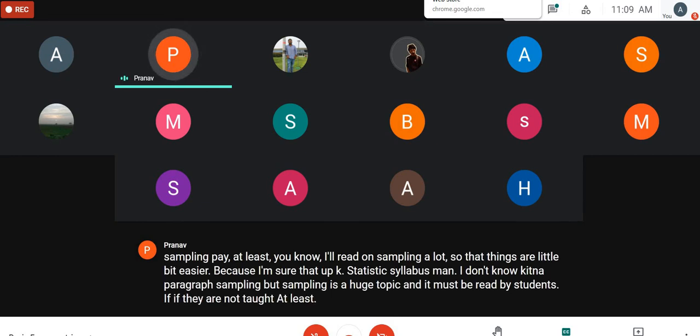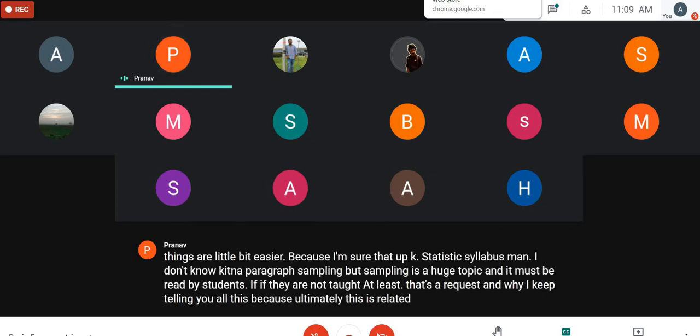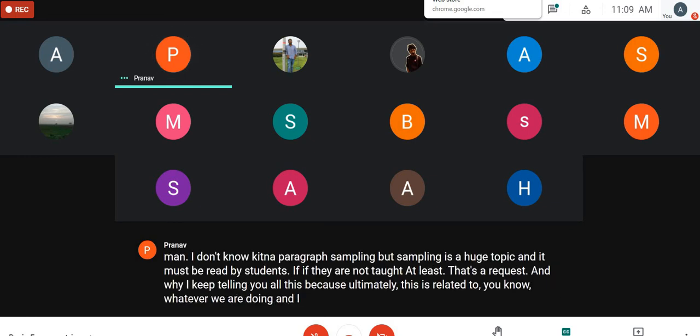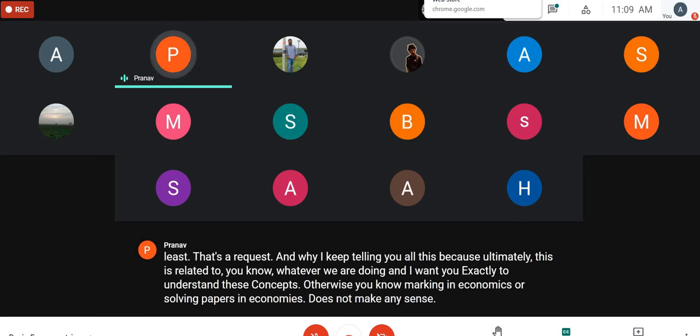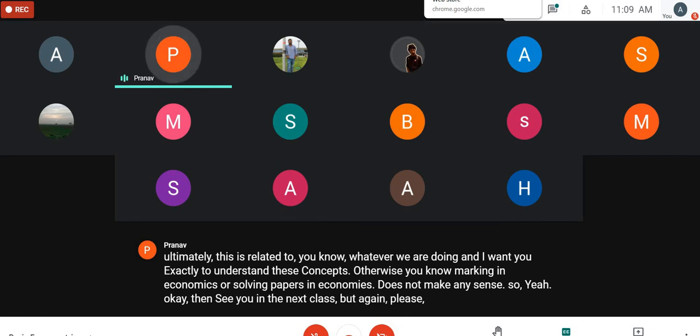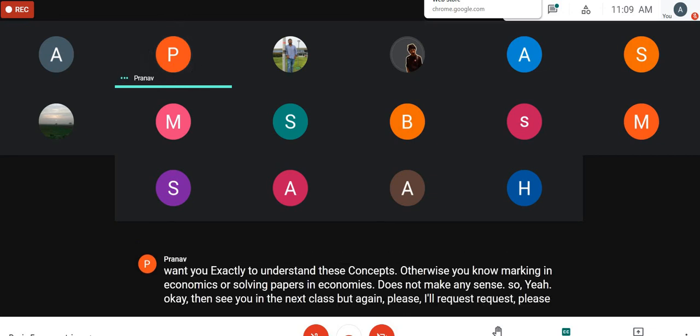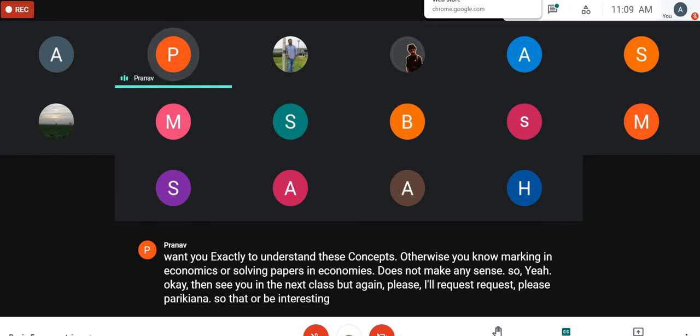That's a request. And why I keep telling you all this is because ultimately this is related to whatever we are doing, and I want you to understand these concepts exactly. Otherwise, marking in econometrics or solving papers in econometrics does not make any sense. So yeah, okay then, see you in the next class. But again, please, I request you to come having read, so that it is even more interesting, you can ask more questions, and things are understood better.